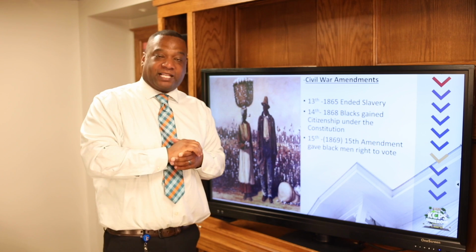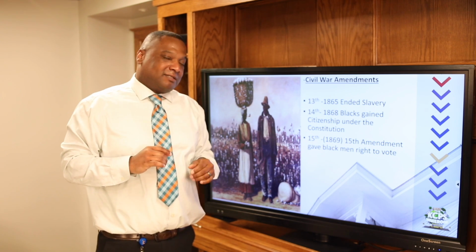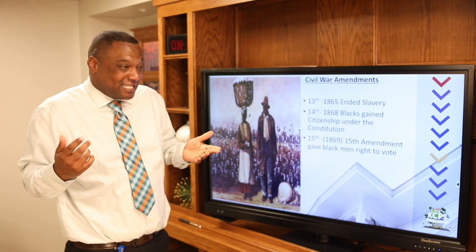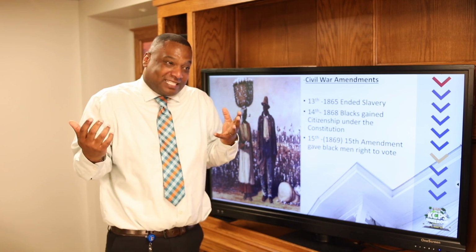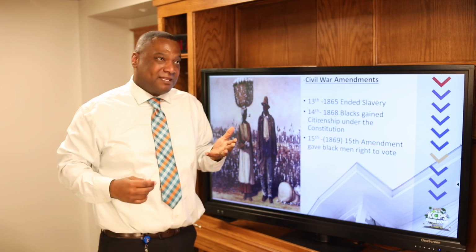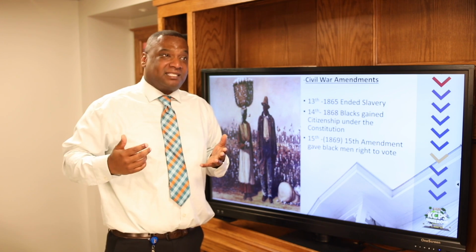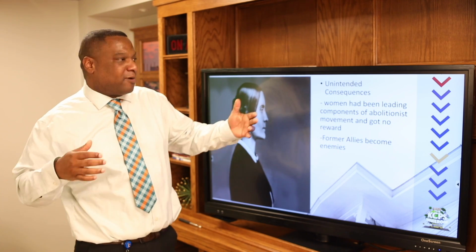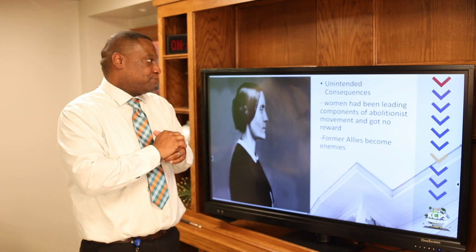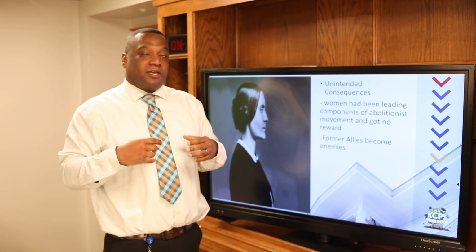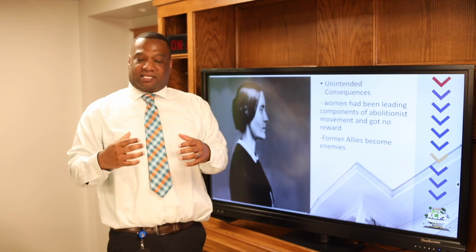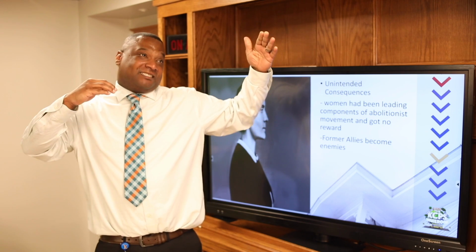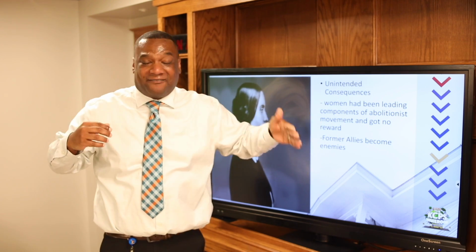The 15th Amendment gave black men the right to vote. We also lost some allies during this process. It happens a lot, guys. Sometimes one set gets the right to vote or something like that, and other people can become upset because they're not getting the same rights, right? So let's talk about the unintended consequences, especially with the 15th Amendment. The abolitionist movement, the movement for freedom from slavery, happens from the start of the United States in the 1770s, right?